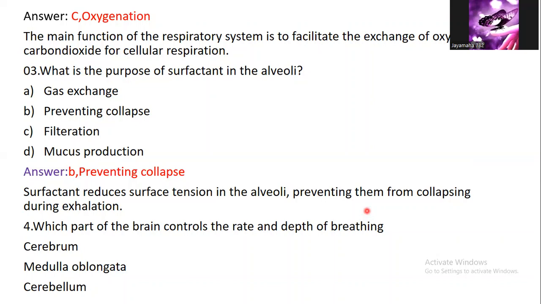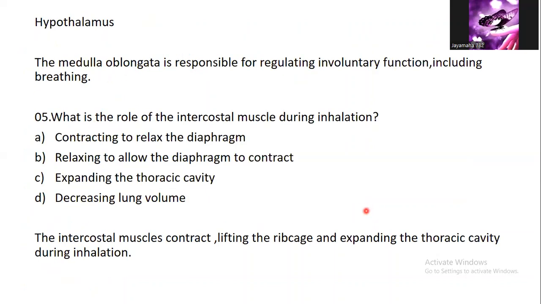The fourth question is, which part of the brain controls the rate and depth of breathing? First one is cerebrum. Second one is medulla oblongata. Then cerebellum and hypothalamus. The correct one is medulla oblongata. The medulla oblongata is responsible for regulating involuntary functions, including breathing.